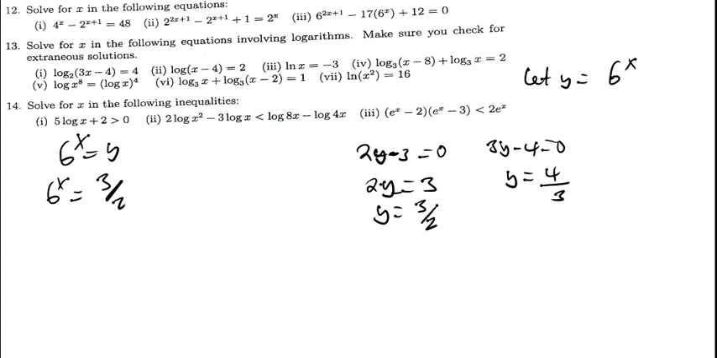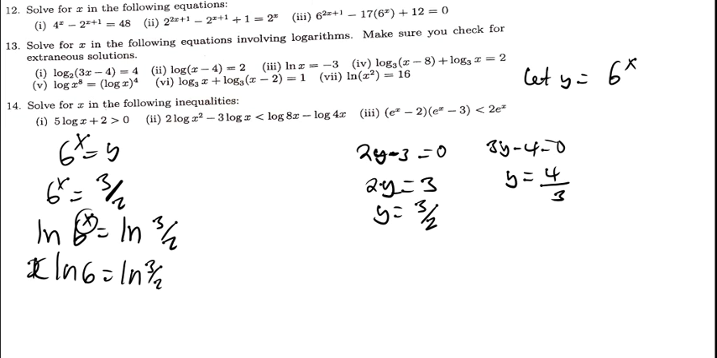I can't make the base the same, so introduce ln. ln of 6 raised to the power x is equal to ln of 3 over 2. The property of log allows us to shift the power to the front. So it will be x ln 6 is equal to ln 3 over 2. Divide both sides by ln 6. So the first value of x is ln(3/2) divided by ln(6). So that's the first answer.